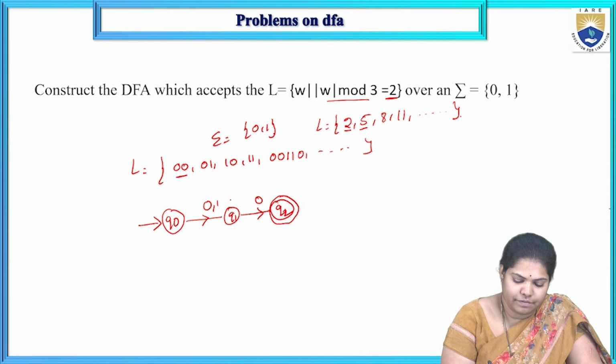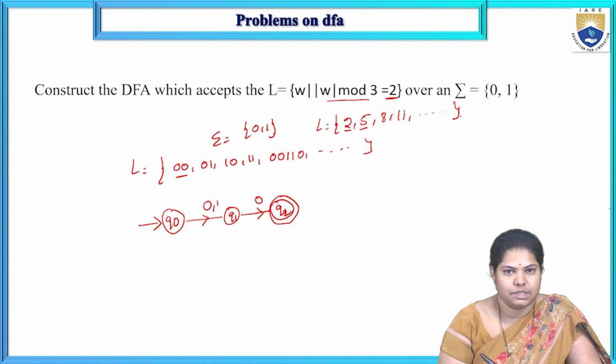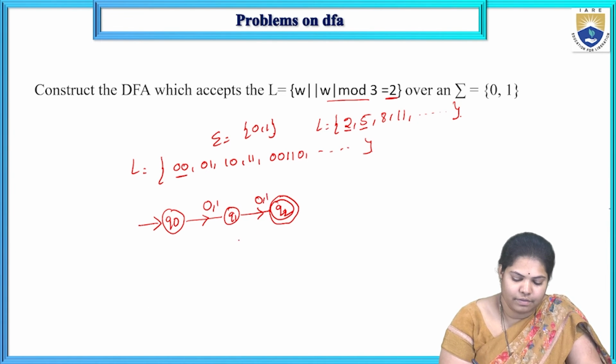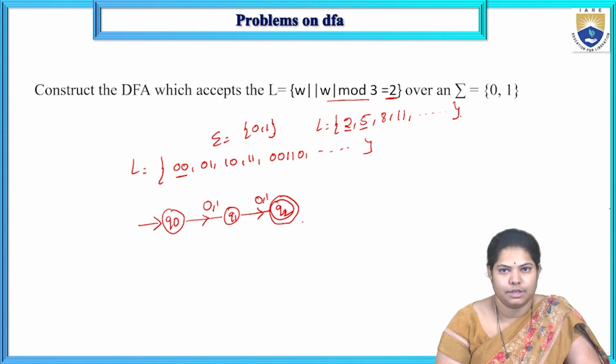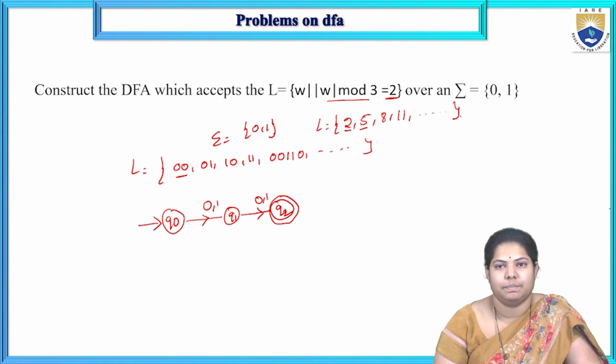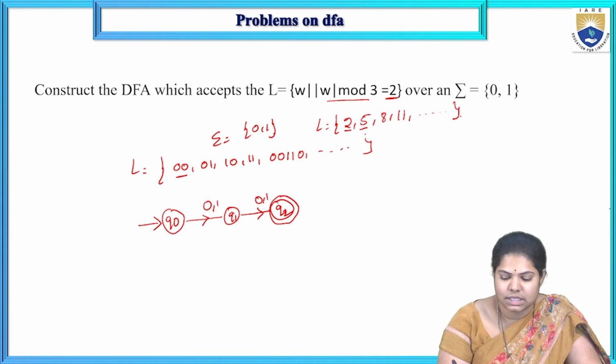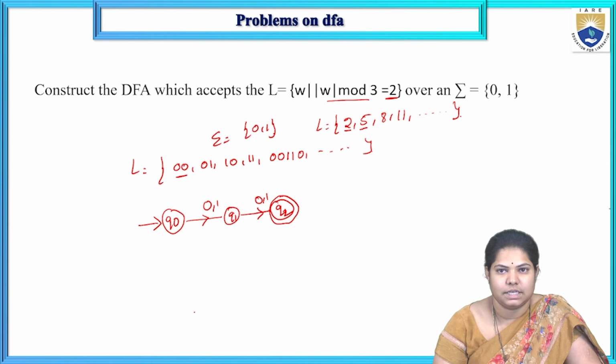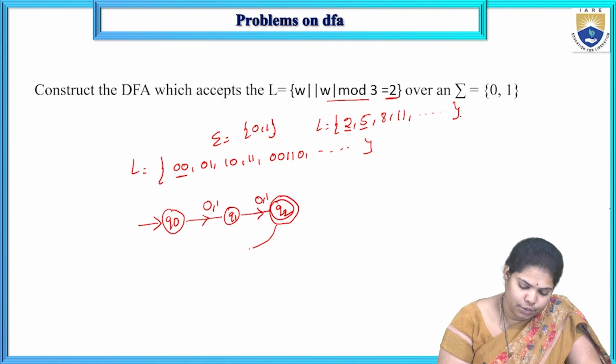In the same way, if I get 1, 0, I reach the final state. If I get 1, 1, I reach the final state. If I get 0, 1, I reach the final state. All the 2 length strings get accepted. So next, what length string do I need to accept? 5 length string. Where should I keep the Q2, 0 and 1?